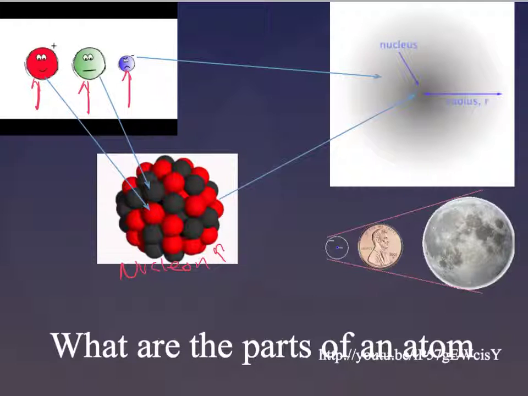If we were to take an atom with one proton in the middle, just a hydrogen atom, and one electron, and we were to blow it up to the point where the nucleus, our one proton, was the size of a penny, the radius of our atom would be larger than that of the moon, and you still could not see the electrons.